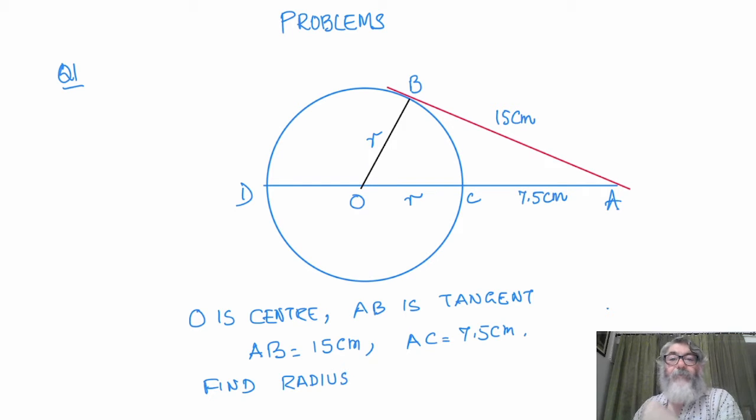What we have done is we have assumed the radius of the circle to be r. I have joined O to B, the point of contact. OB will be the radius.